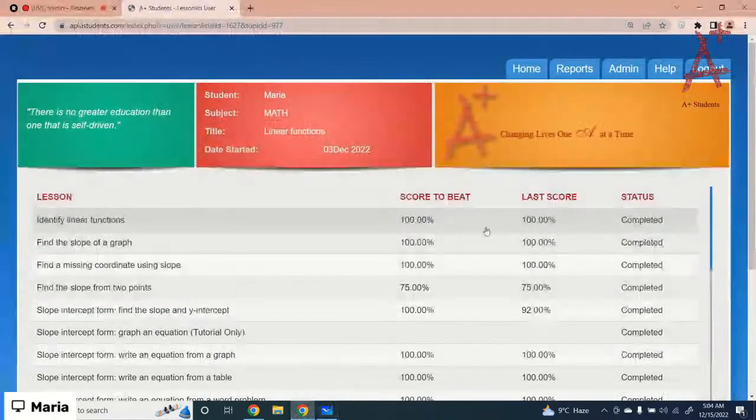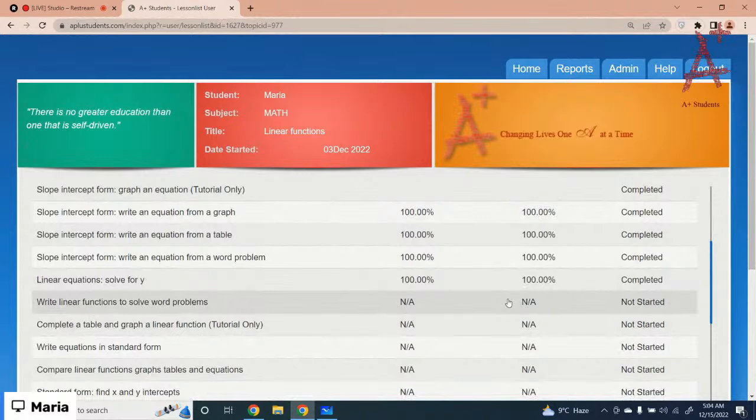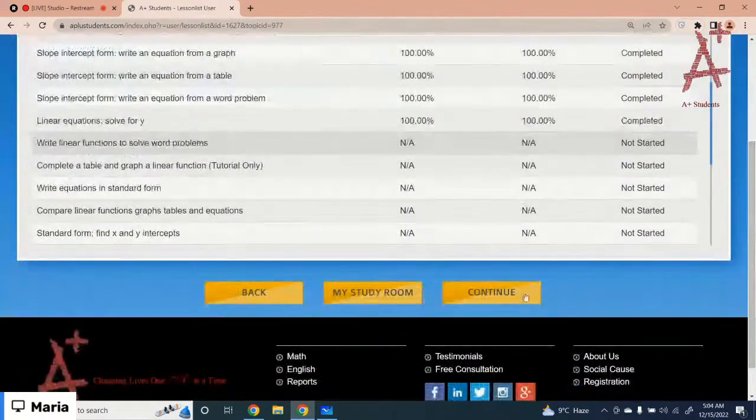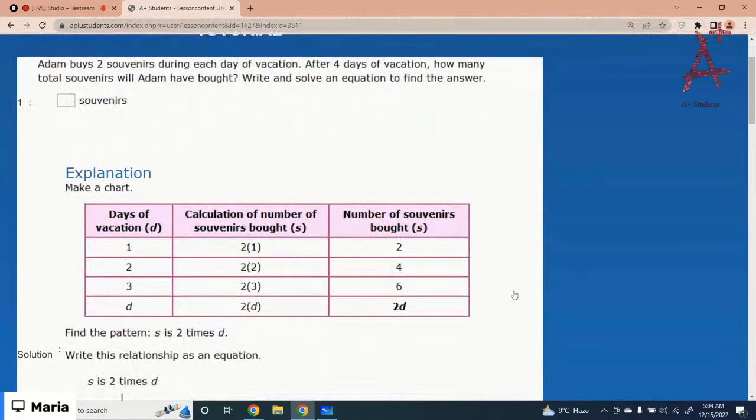Okay, here I am on grade 9 maths. The chapter name is linear functions and the lesson name is linear function to solve word problems. Okay, and let's start with the lesson. Let's start with the example questions. Let me read the question carefully, just listen to me carefully.